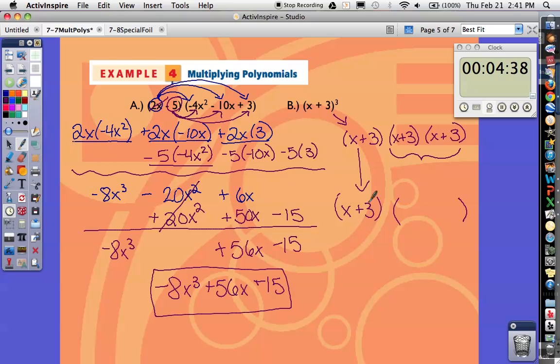So again, this is a lot. Just double distribute or FOIL these two together first and simplify your answer. Then you can distribute this x plus 3 to that answer there. You'll put your answer in on your quick check when you're done on Blended Schools.